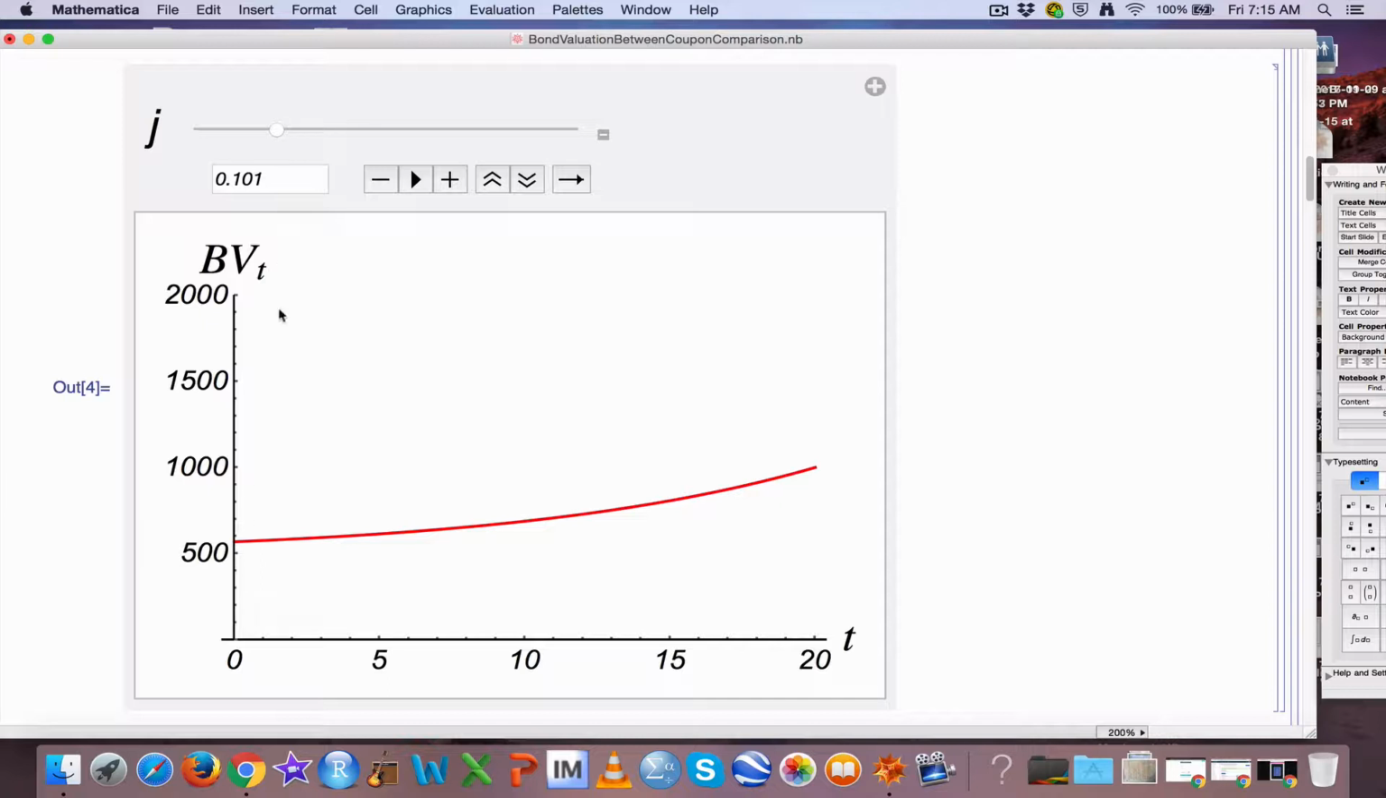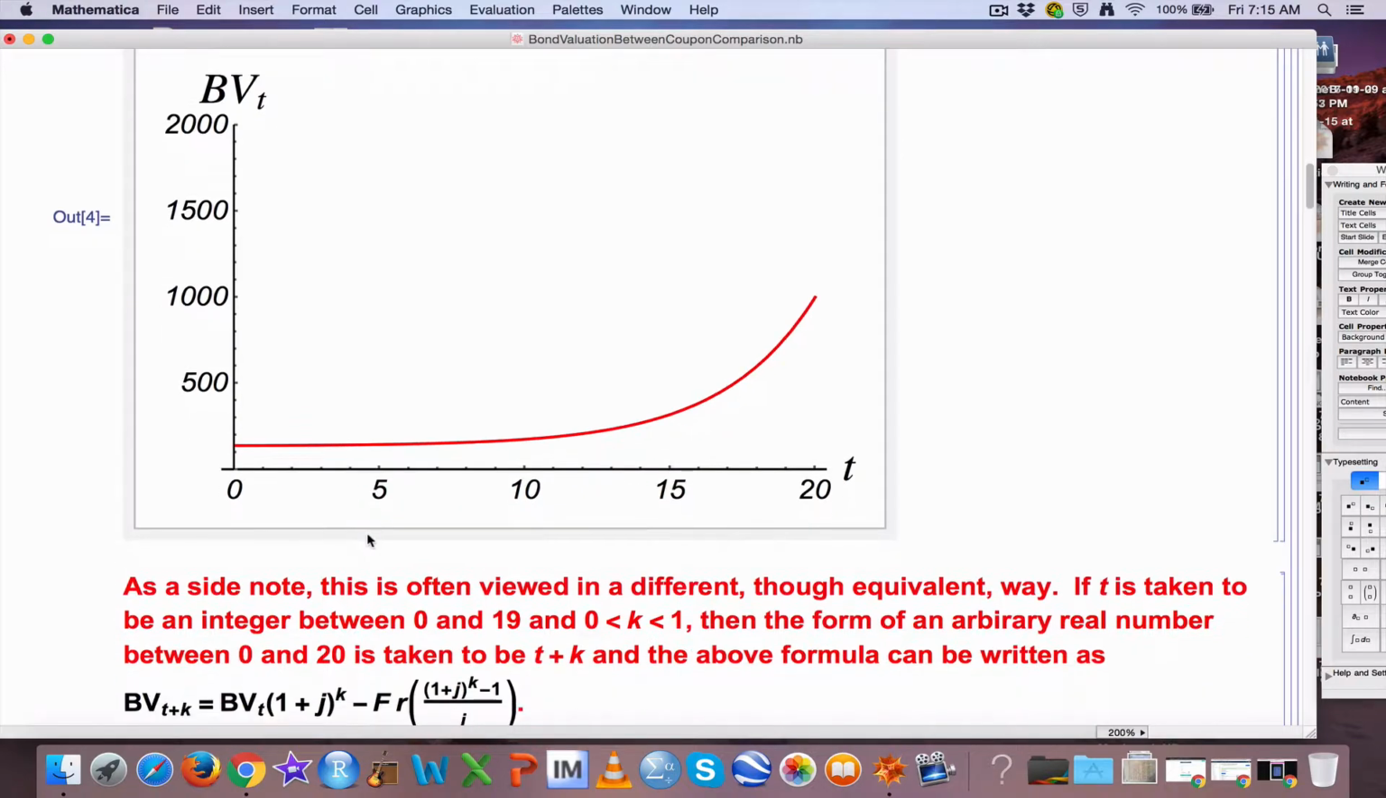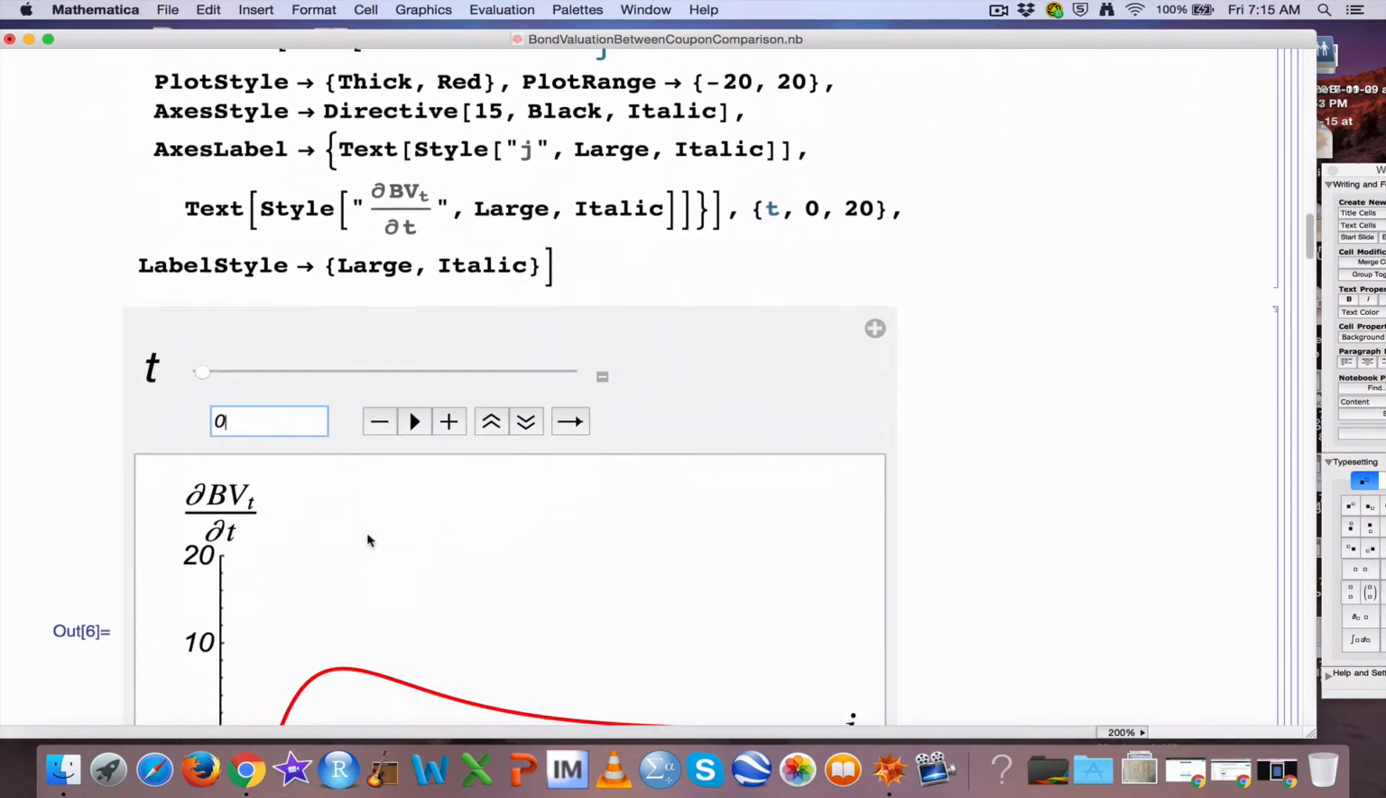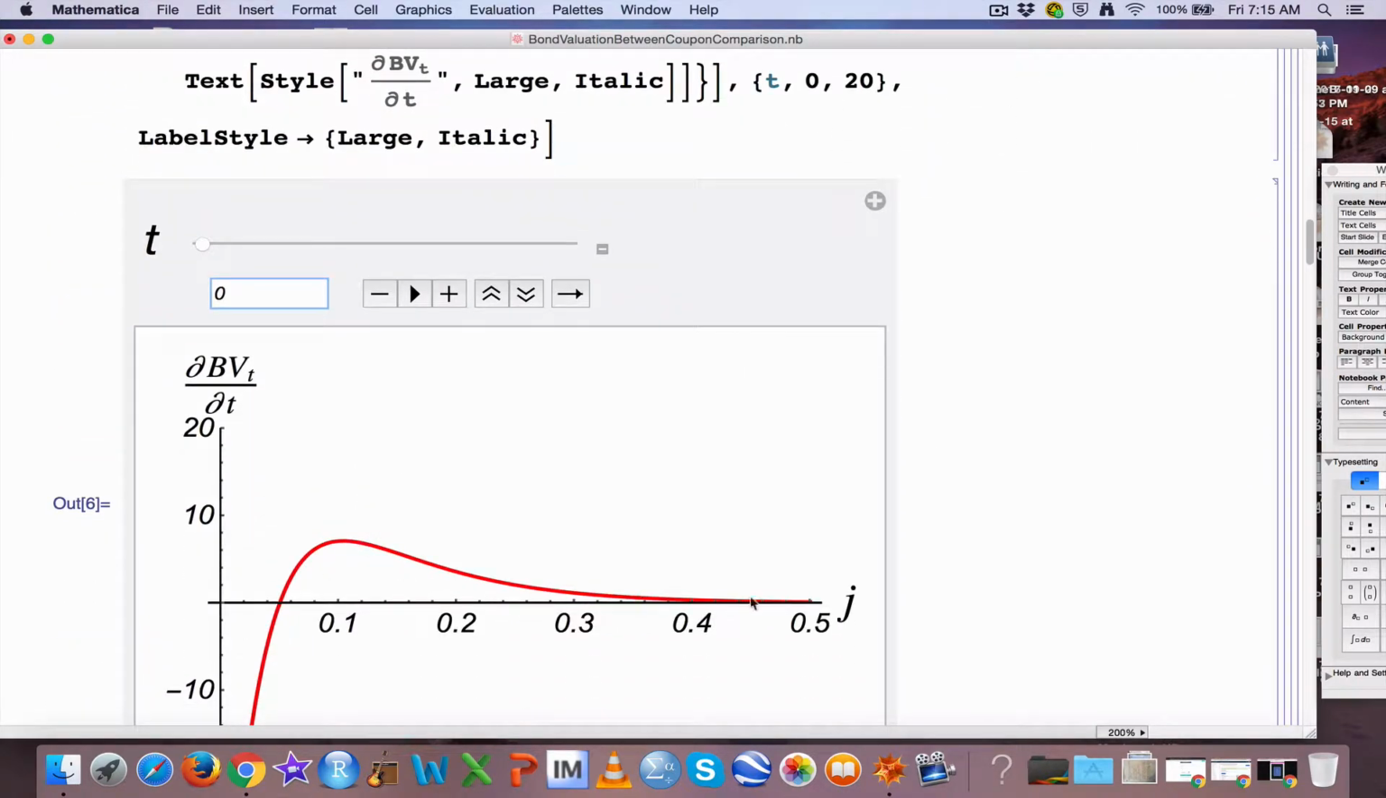And it does go back down towards 0 as j continues to increase. You can see the graph gets flatter and flatter at t equals 0. That's pretty significant, at least if you like thinking about graphs like this, thinking about rates of change. This graph goes back down as j continues to increase. It's got a maximum when j is close to 0.1.